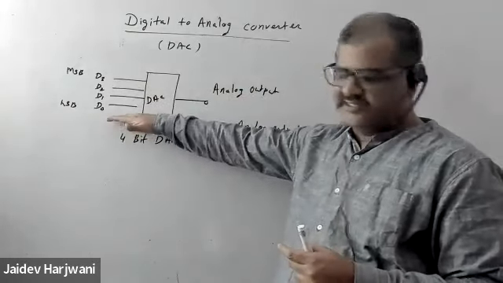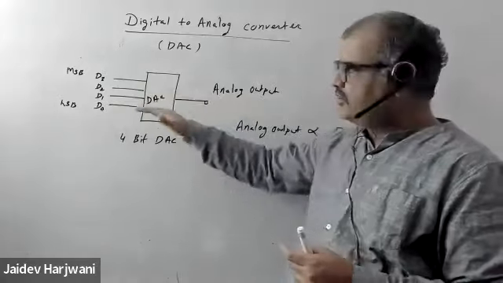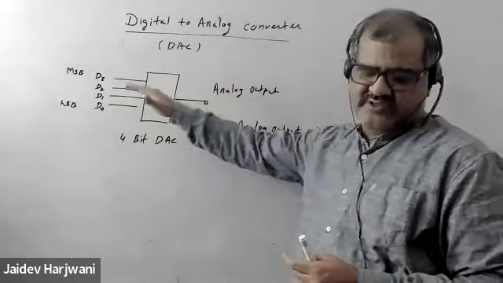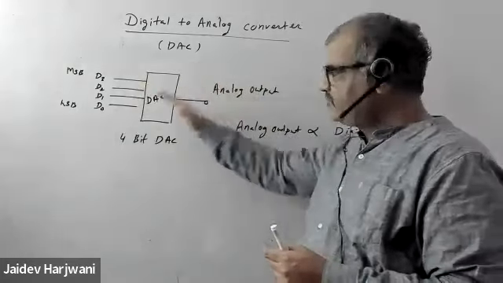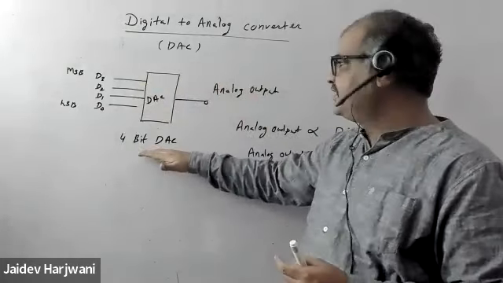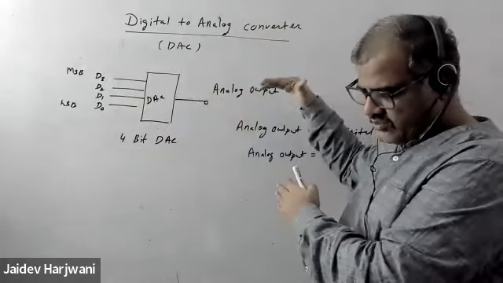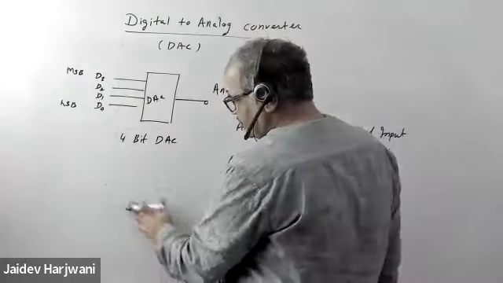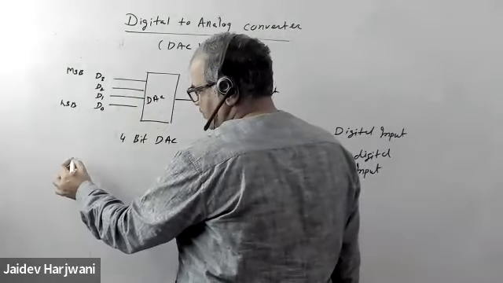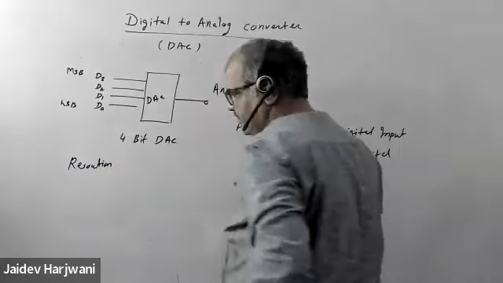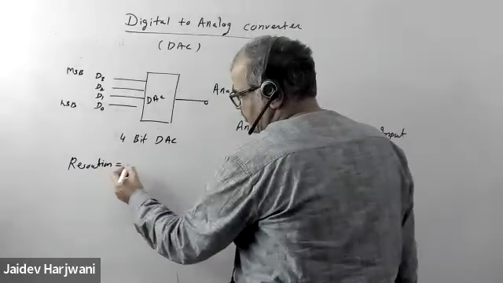So 16 steps: 0 will be 0, 1 will be 1 volt, 2 will be 2 volt, and similarly 15 will be 15 volt. This type of conversion will happen. So that depends on how many bits there are, how many steps there are, and what is the maximum range here. What I'm trying to say is the resolution of a D2A converter, also called step size.